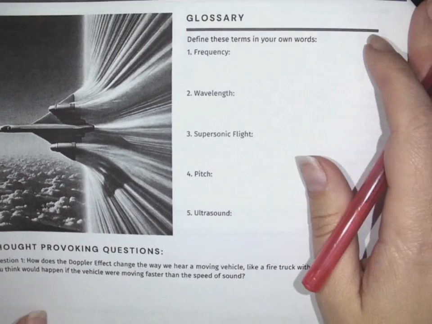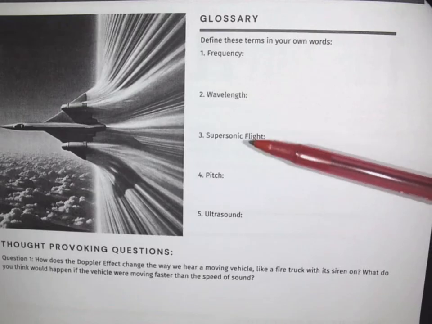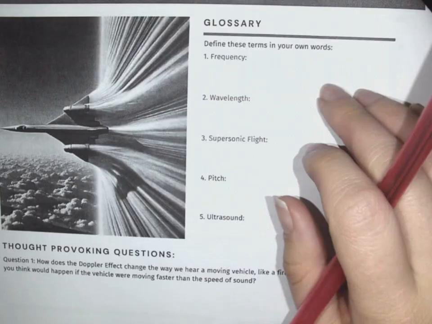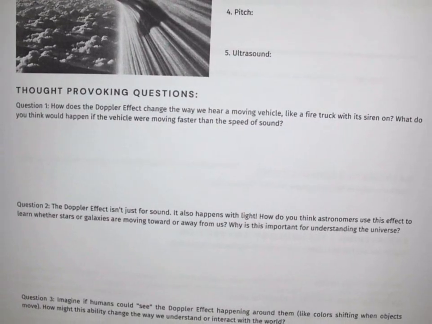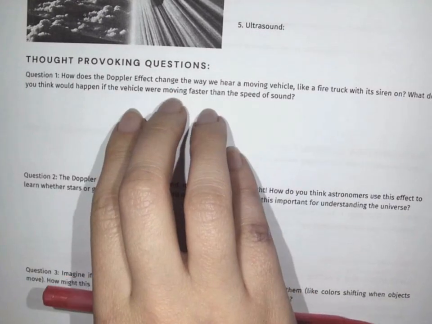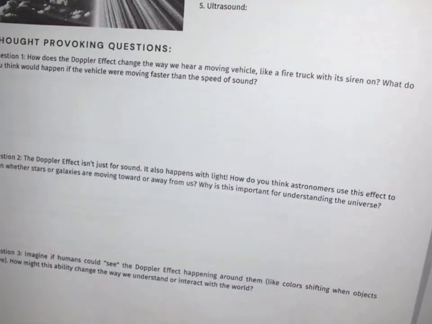And then, because of work that we've done and from information in the article, I want you to define these vocab words. So give me definitions. And then thought-provoking questions. So question 1, how does the Doppler effect change the way we hear a moving vehicle, like a fire truck with its sirens on? What do you think would happen if the vehicle were moving faster than the speed of sound? So give me a hypothesis. What do you think would happen? And then question 2 and question 3.